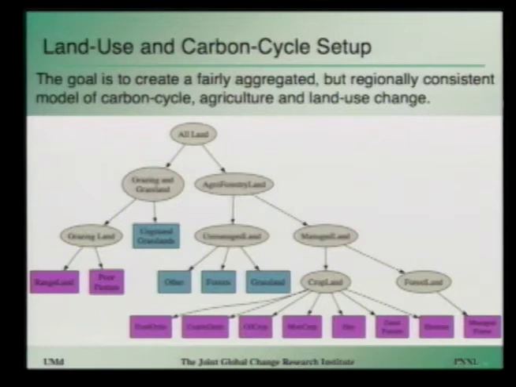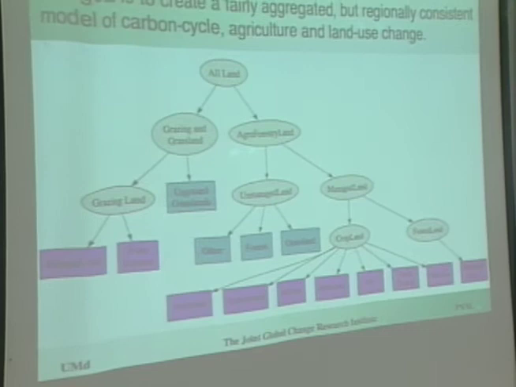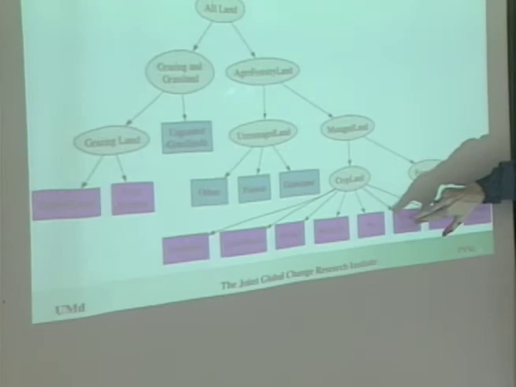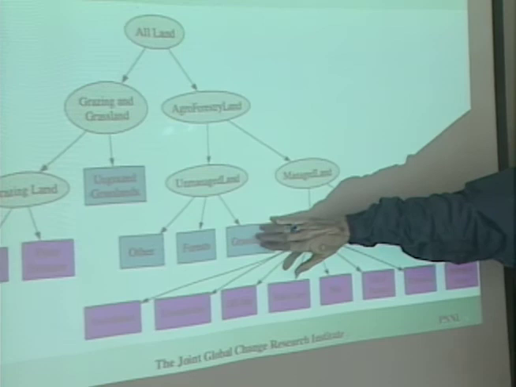So let me show you the level we operate at. We have a fairly aggregated but regionally consistent model of the carbon cycle, agriculture, and land use. This is our economic land allocation tree. We start with all the land in a region that's potentially usable for agriculture. One of the things we're setting up now is a land nest for range land and grazing land that's not well suited for agriculture. Then we have different managed land groups: various crops, including biomass; high quality pasture that can easily substitute for cropland; and managed forest land, forests managed for timber production. And these blue boxes are the unmanaged lands, where most of the carbon cycle feedbacks are, particularly in the forest, of course.